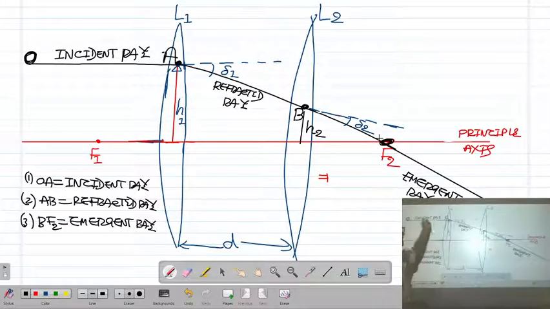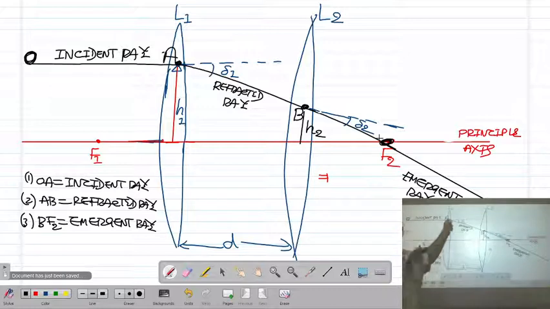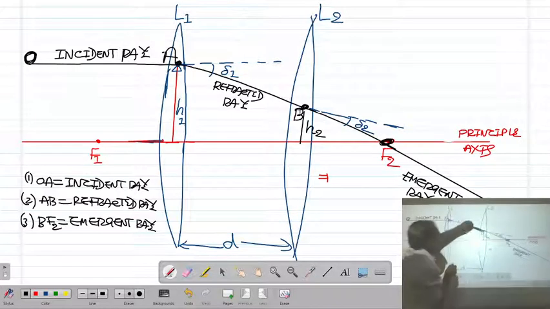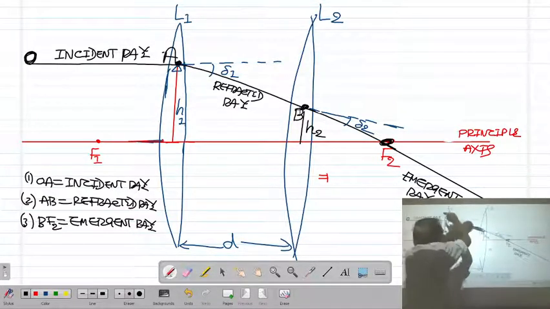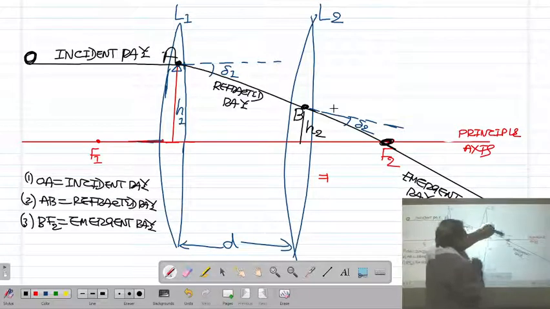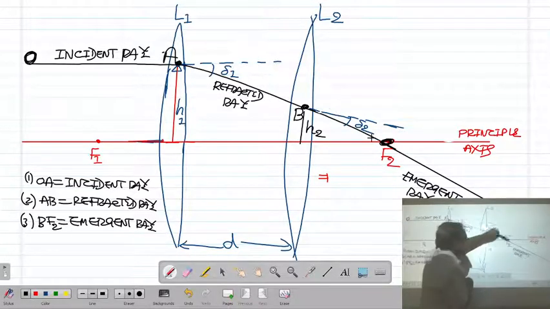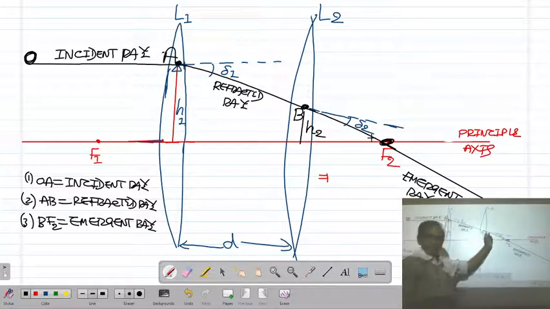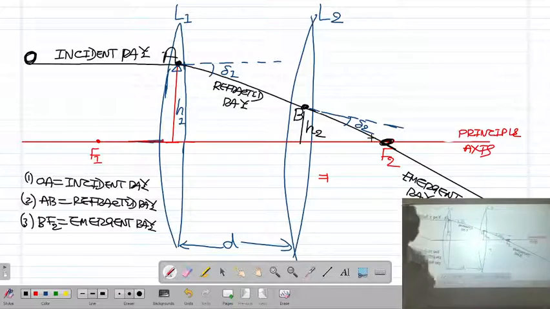So OA is the incident ray, traveling parallel to the axis, incident on the lens system. It undergoes refraction into the first lens. It deviates through angle delta 1 and travels in the direction AB. This refracted ray AB again undergoes refraction into the second lens L2, undergoes deviation delta 2, and passes to the second focal point F2. So OA is the incident ray, AB is the refracted ray, BF2 is the emergent ray.